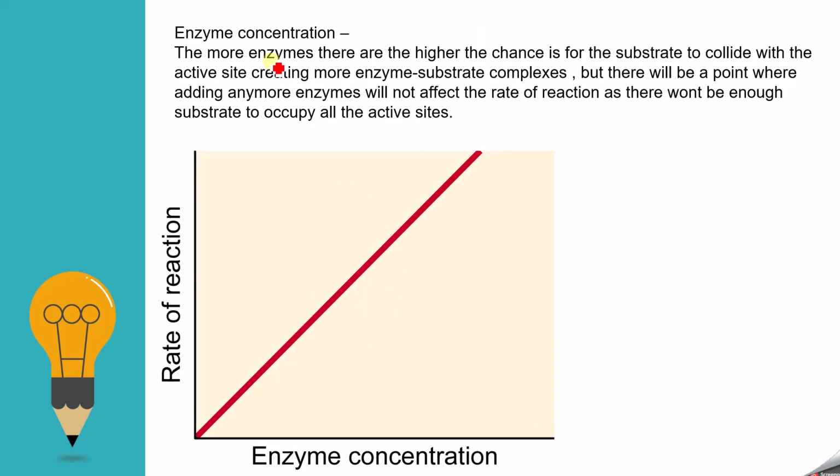Now, enzyme concentration, so this is another factor. The more enzymes there are, the higher the chance there is for the substrate to collide with the active site, creating more enzyme substrate complexes. But there will be a point where adding more enzymes will not affect the rate of reaction, as there won't be enough substrate to occupy all active sites. So usually if there is enough substrate, it should look like this, and if there isn't, it should look something like this, because the substrate is no longer there, and therefore the enzyme's rate of reaction will slowly decrease because of the lack of substrate.